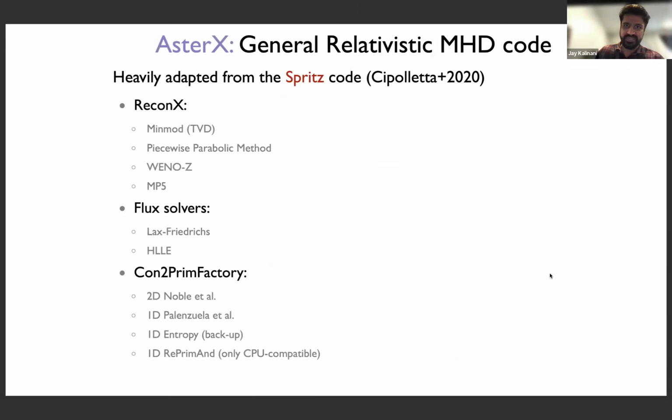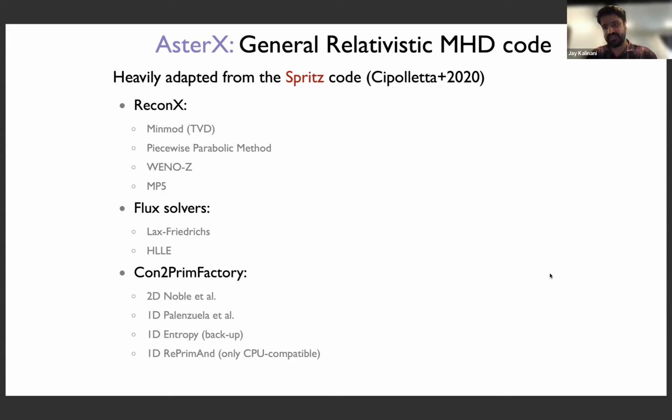Now, Aster is essentially one of the flowers, and it means star in Greek. This is one of the reasons we chose this name, since we simulate, for example, neutron star mergers and things like that. It is heavily adapted from another CPU, Carpet-based code called Spritz, from Cipolletta, Bruno, Giacomazzo et al. And we have tried to keep the structure of AsterX as modular as possible.